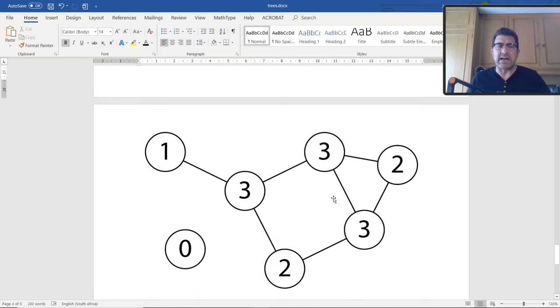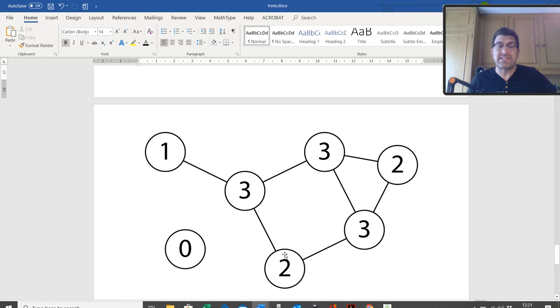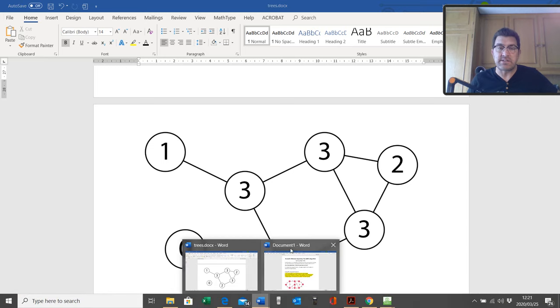Okay, this here is not a connected graph because vertex 0 is not connected to the rest of the graph. So if we want to connect it, we need to create a bridge there. Or here even, if we just remove that side, then we have two vertices that are disconnected from the original graph. So we have a disconnected graph in total. Now folks, that is important, and you need to remember these things.